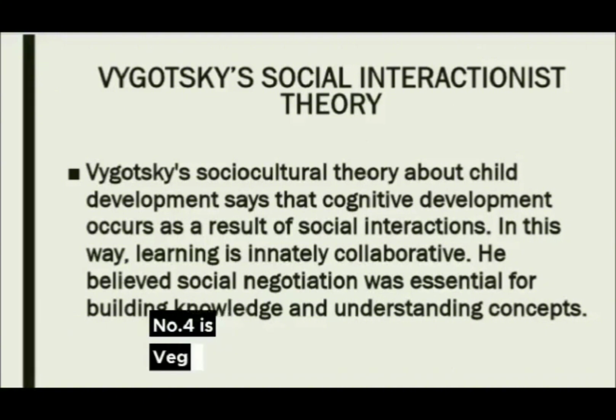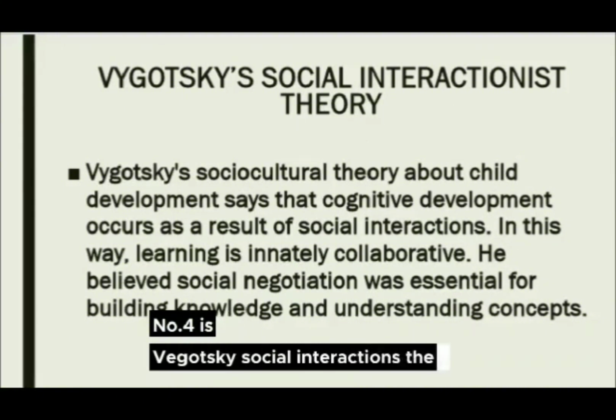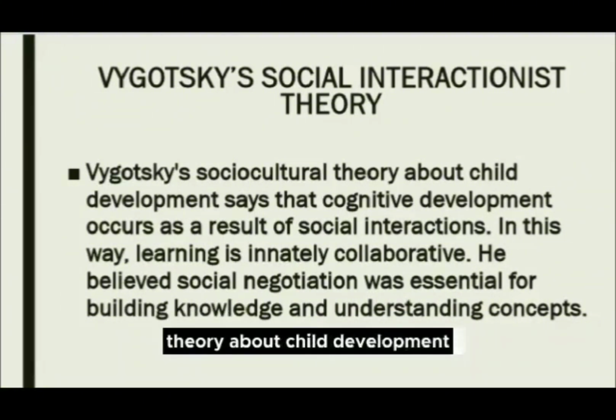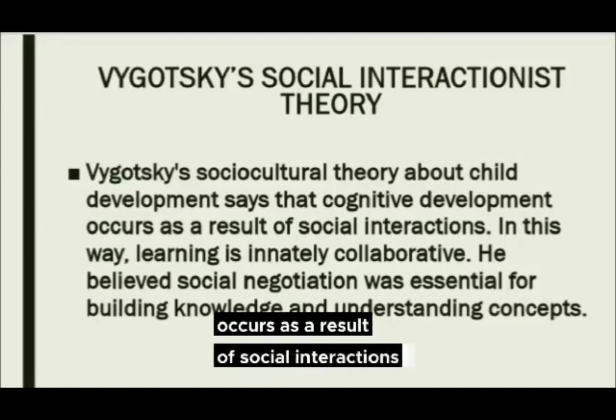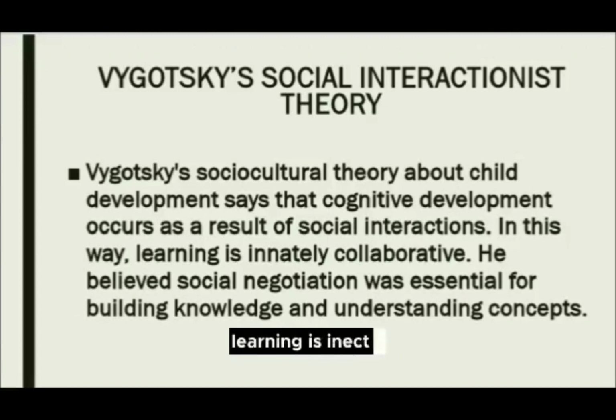Number 4 is Vygotsky's social interaction theory. His theory about child development says that cognitive development occurs as a result of social interactions. In this way, learning is innately collaborative. He believes social negotiation was essential for building knowledge and understanding concepts.